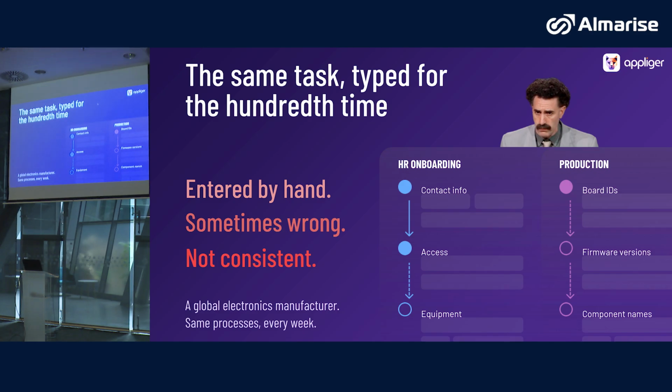Let's take HR onboarding, for instance. Every new hire requires the same information to be added: contact information, environment, access, equipment. Every task needs ownership and a deadline. Multiply that by the number of tasks and the number of teams in different countries, and the amount of work is huge. What was their problem?